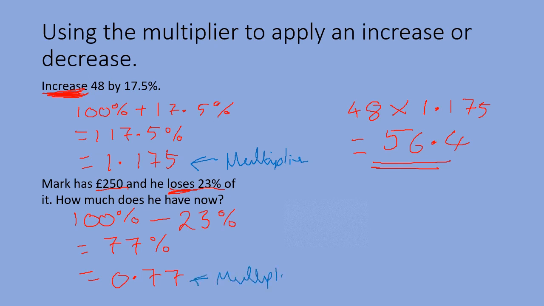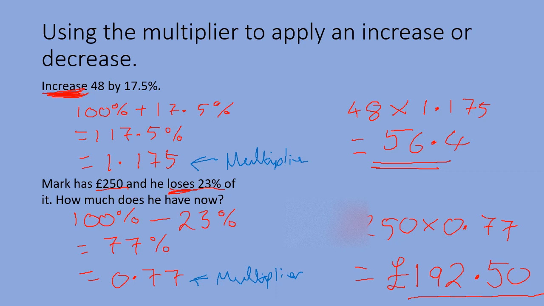What are we going to do with our multiplier? We're going to multiply by it. So we take the original amount, £250, and we're going to multiply by 0.77, and we are going to get 192.5, but we need to remember that with money, it's always 2 decimal places. Okay, and that is our final answer.